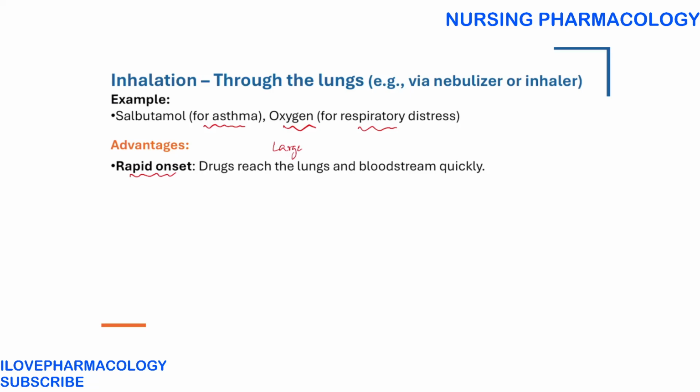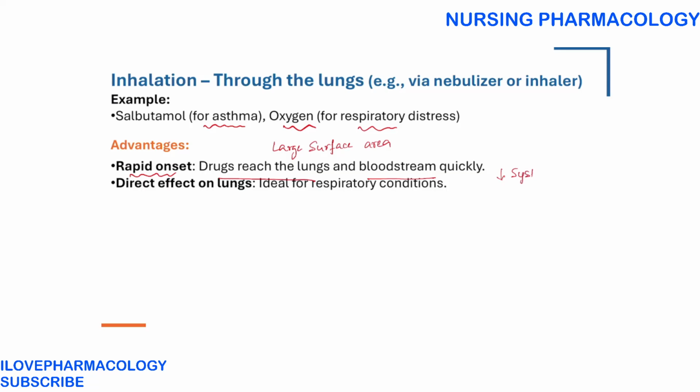So the advantage is it has got rapid onset of action because of the large surface area. The lungs, as alveoli, have got a large surface area. The drugs reach the lung and bloodstream very quickly. Almost it is comparable to the intravenous route. So it has got direct effect on the lung, ideally for respiratory condition, and there is a decrease in the systemic side effect.